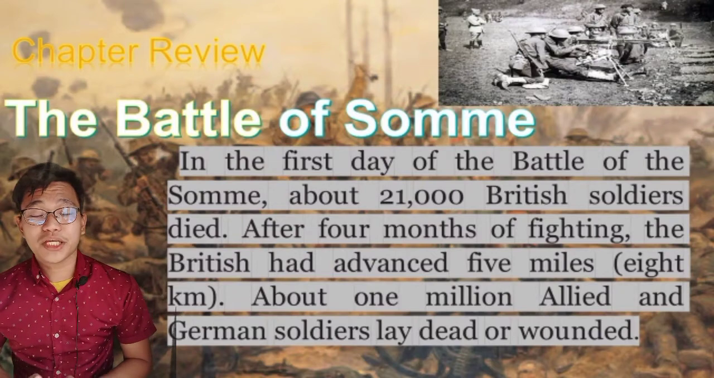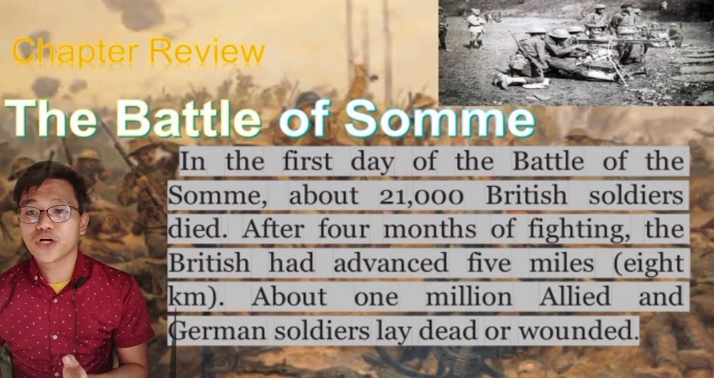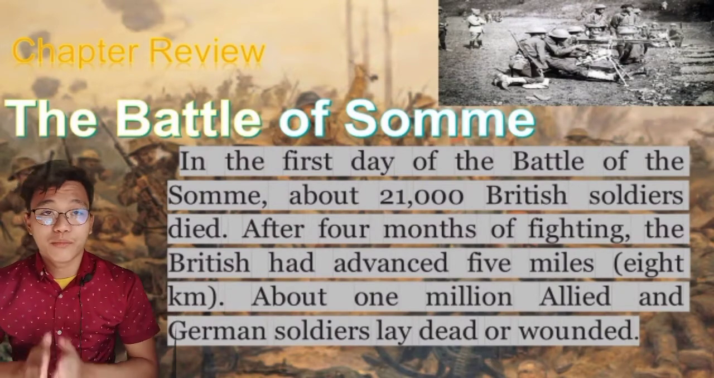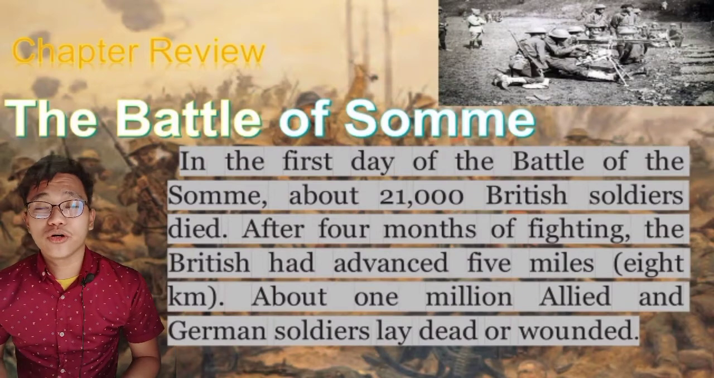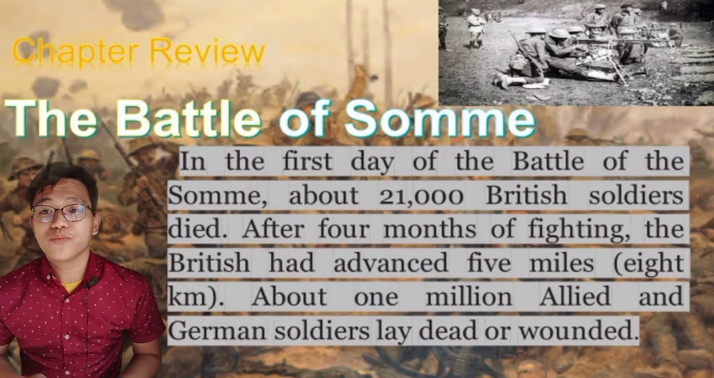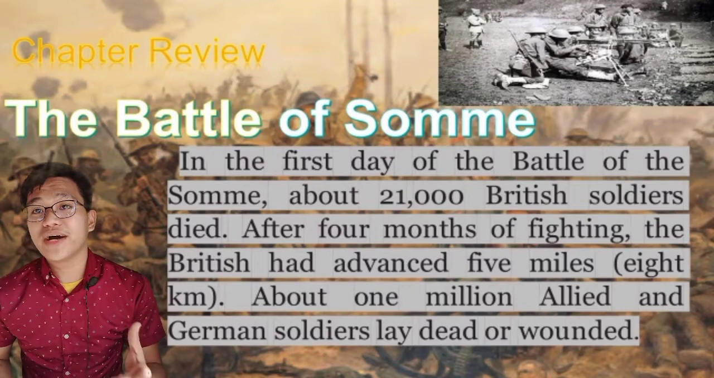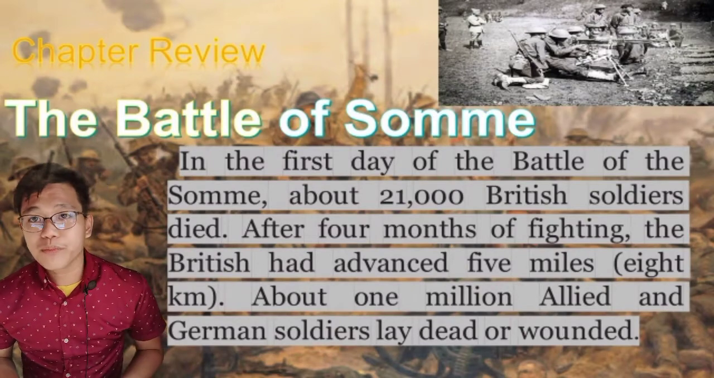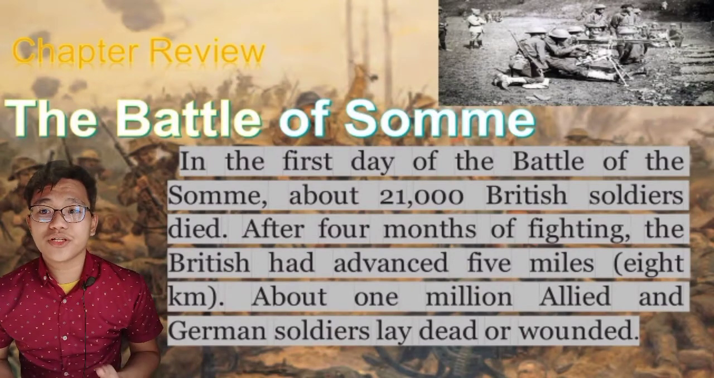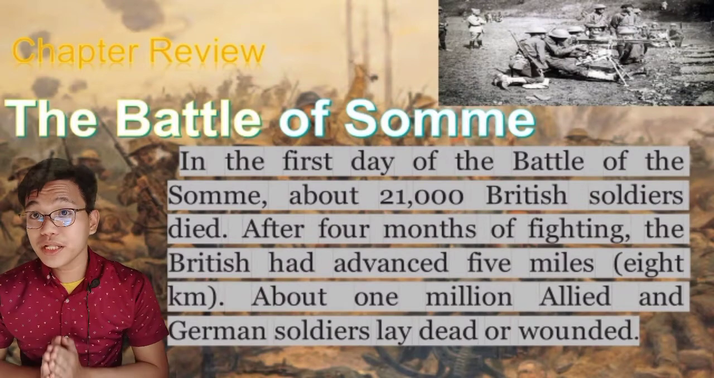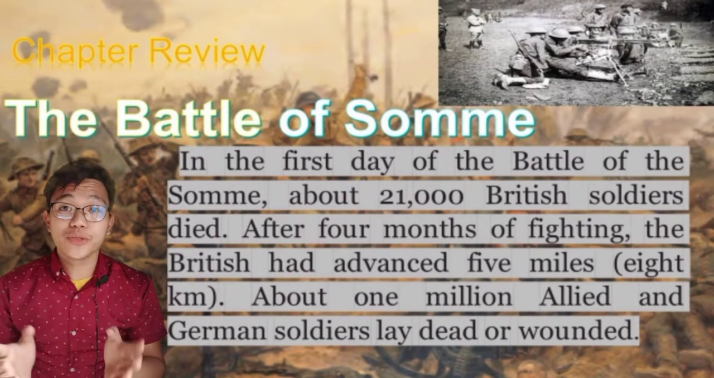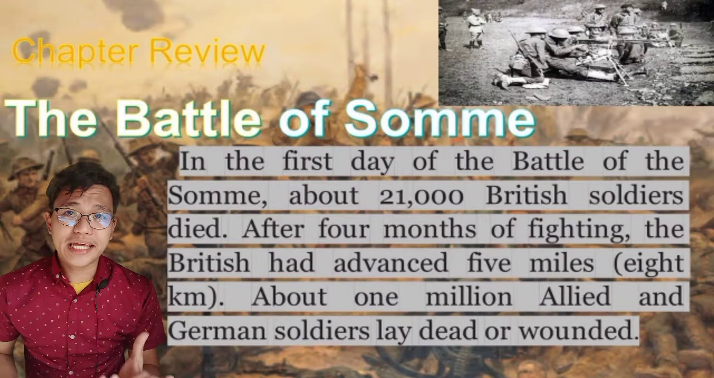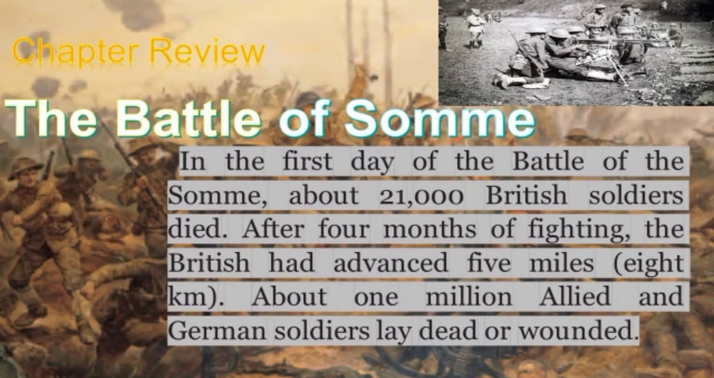Then, it also says here that on the first day of the Battle of Somme, about 21,000 British soldiers died. And also, after 4 months of fighting, the British had advanced only 5 miles, or the equivalent of 8 kilometers, and about 1 million Allied and German soldiers lay dead or wounded.